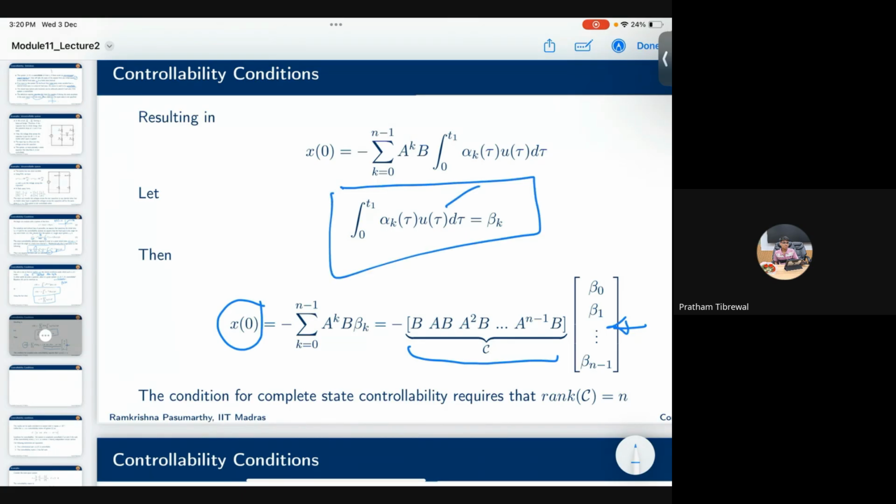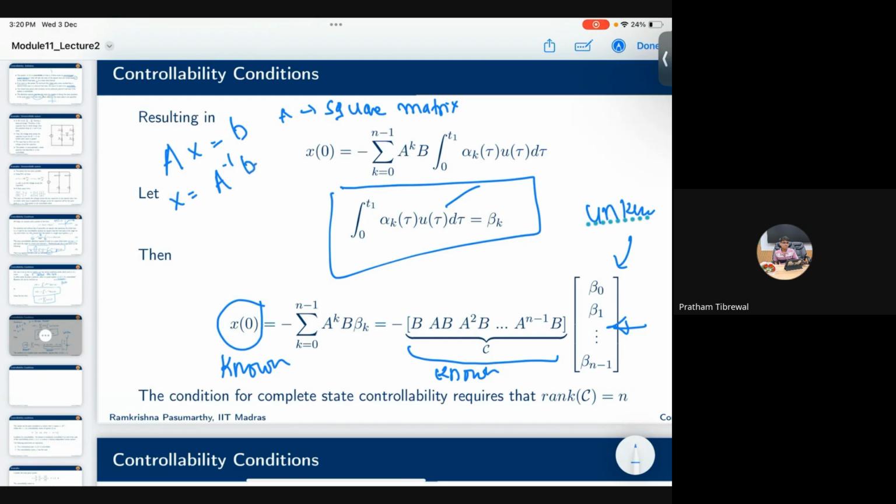If I look at the left hand side, x naught is known. This is also known. It's a matrix, and somewhere here is the unknown. It's largely saying that I have an equation, say Ax equal to b. When is the equation solvable? The equation is solvable if A is a square matrix, and if I'm looking at a unique solution, x must be equal to A inverse b.